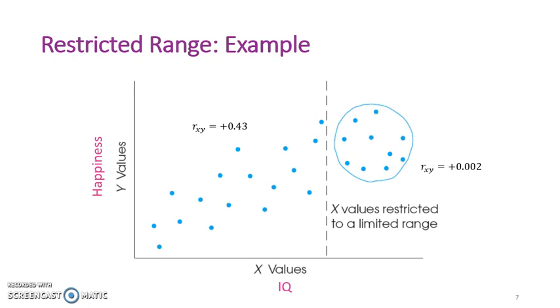This is restricted range. Now the relation is obscured. If you were to compute a correlation between IQ and happiness just in your sample, the correlation would be lower in magnitude relative to if you computed the correlation in the whole population where the full range of IQ is represented. Thus, restricted range can lead to a lower correlation. Lower meaning smaller in magnitude as opposed to negative.